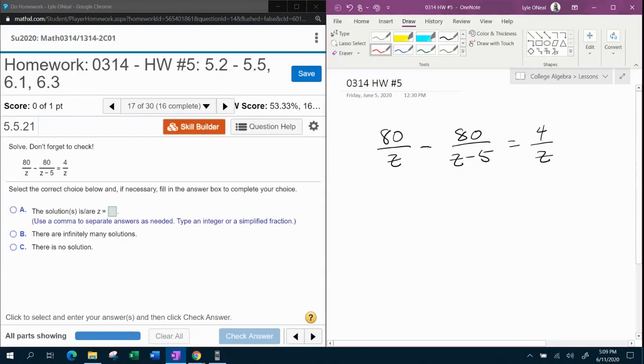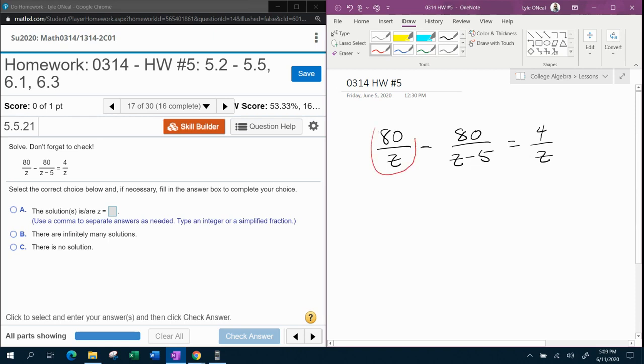All right, here we go. Question number 17 from our 0314 homework number 5 in MyLab Math. And the instructions say solve. So we have another rational equation. The denominators are different. Wait a second.